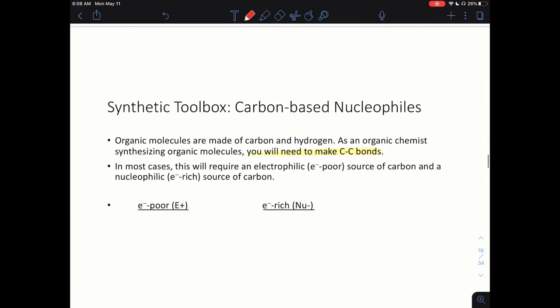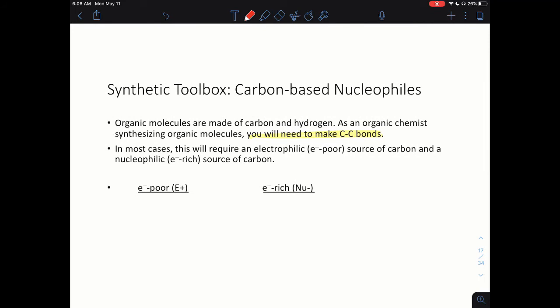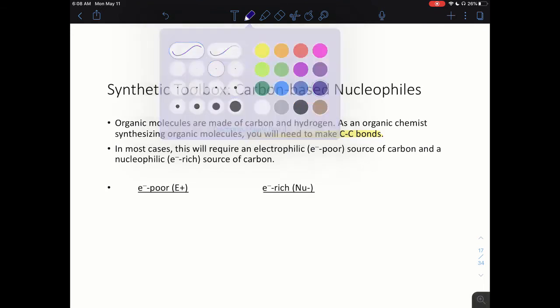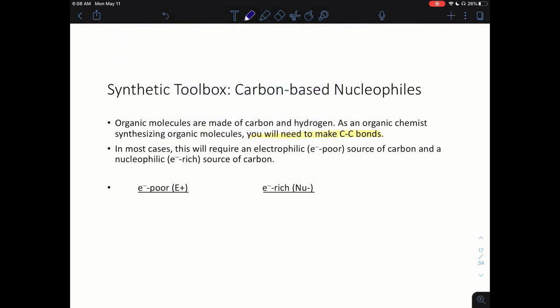We're going to pause now to think about our synthetic toolbox. As organic chemists, we will need to make organic molecules, or at least make them on paper. And in most cases, this will require an electrophilic, electron-poor source of carbon and a nucleophilic, electron-rich source of carbon. So take a moment and list the electrophilic and nucleophilic sources of carbon that you know. Well, today we're talking about epoxides, and those are electron-poor sources of carbon. In previous classes, we've discussed alkyl halides and alkyl tosylates.